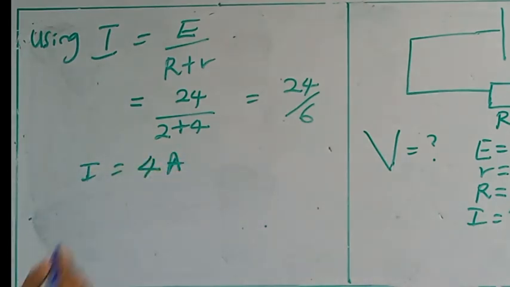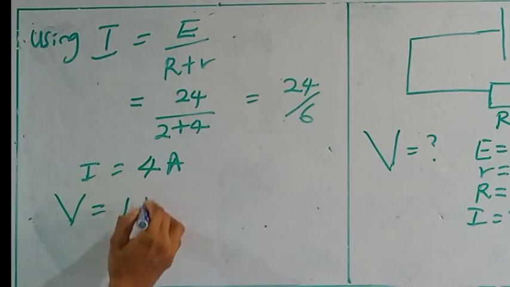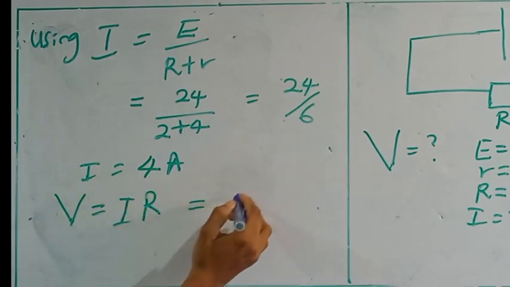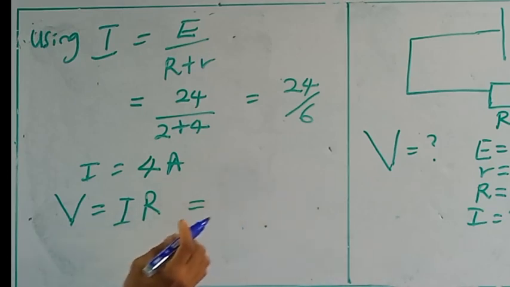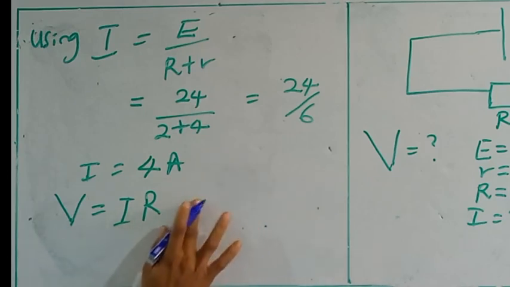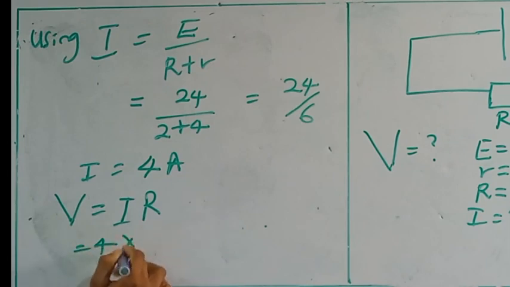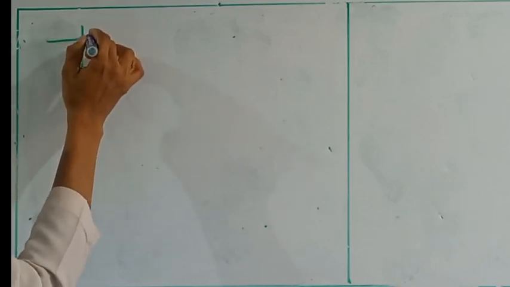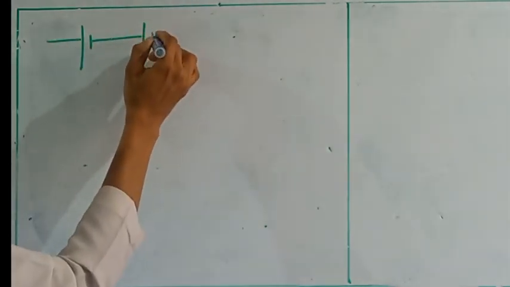So if we are looking for the terminal PD, V, we can go ahead and use that terminal PD, V, is equal to IR. This will give you the answer, which is I, 4, times R, which is 2. So we have it to be 8 volts. Before we go further, there is something I want you to note about cells in series.